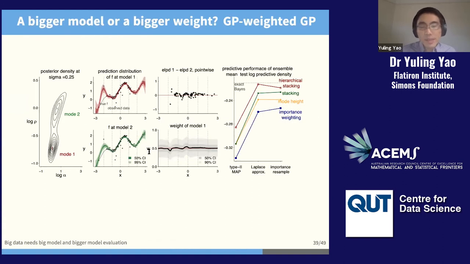So here we have some examples. This is a Gaussian process example, where the observational data is a one-dimensional Y. If we fit the Gaussian process regression, we get two modes. Then we use this hierarchical stacking idea to fit a hierarchical stacking, and the model weight is itself a Gaussian process. And we get much better results than many other alternatives you can get.